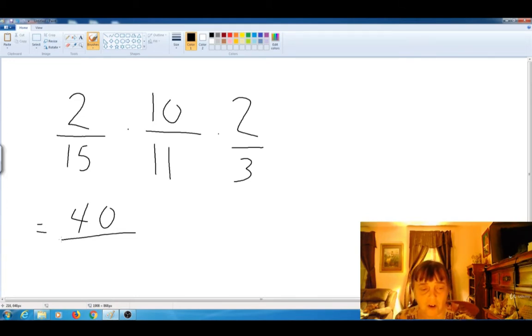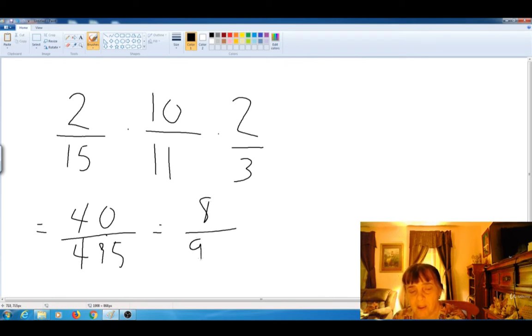Oh, that's 495. But both of those divide by 5. 40 into 5 is 8. And 495 is 99. Now, I divided my numerator and denominator by 5, and I got an equivalent fraction.